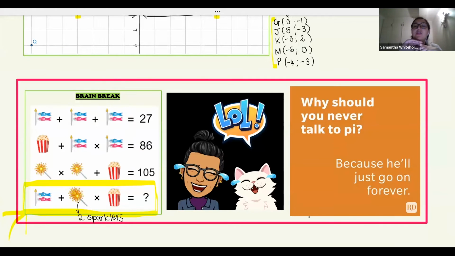Right, if we don't get the joke, remember pi never ends. Pi is a number where the decimal just keeps on going. It goes on for infinity. So that's why it's saying he'll just go on forever, because pi as a decimal keeps going on.